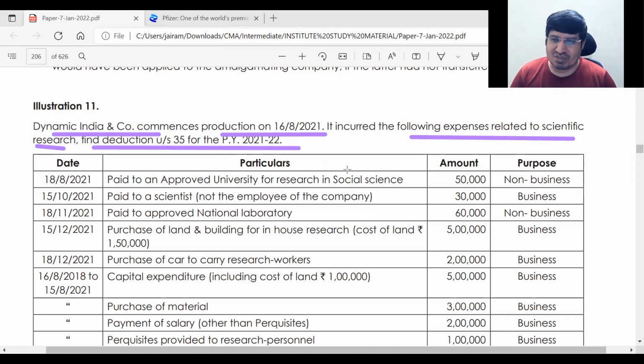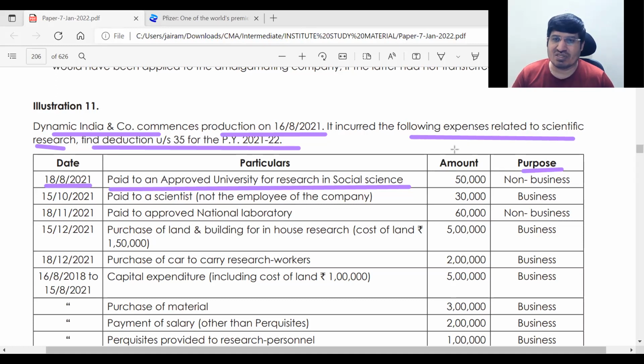ठीक है, तो चलो अपन देखते हैं एक एक करके and we will analyze it one by one. 18/8/2021 paid to an approved university for research in social science. Okay, पेड बाहर की यूनिवर्सिटी को दिया है. तो ना ये पर्पस जो है, wherever you have this purpose, if it is in house then non business है तो आप नहीं दे सकते डिडक्शन. If it is in house then you can only give for business purpose. Non business you cannot give. Now you have paid to an approved university for research in social science.